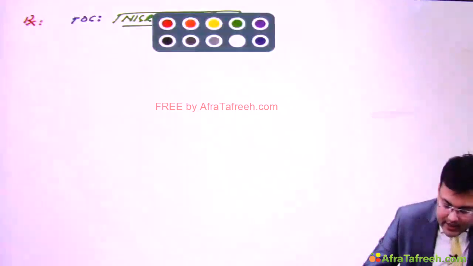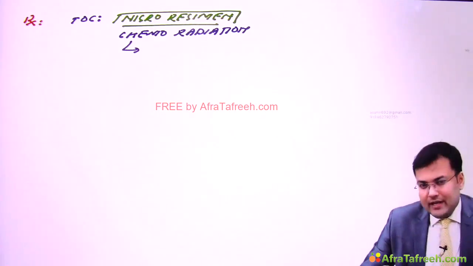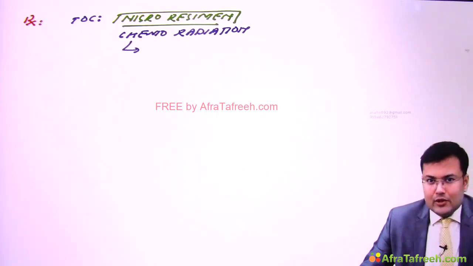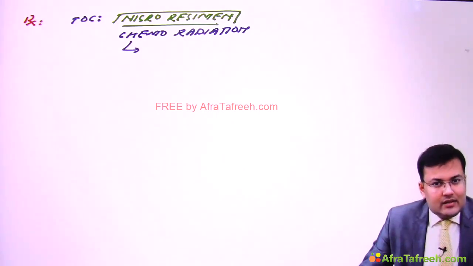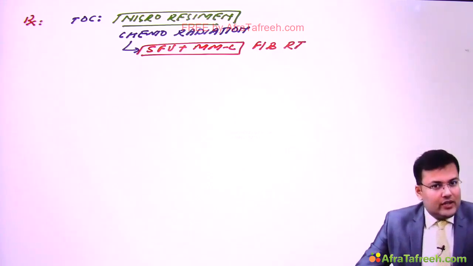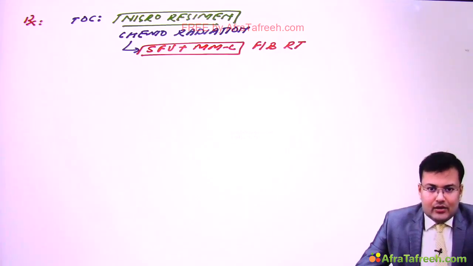This is chemoradiation. In this we give chemotherapy followed by radiation. Which chemotherapy agent? We give 5-fluorouracil plus mitomycin C. At some centers in place of mitomycin C, cisplatin is also given. So it is 5-fluorouracil plus mitomycin C followed by radiotherapy.